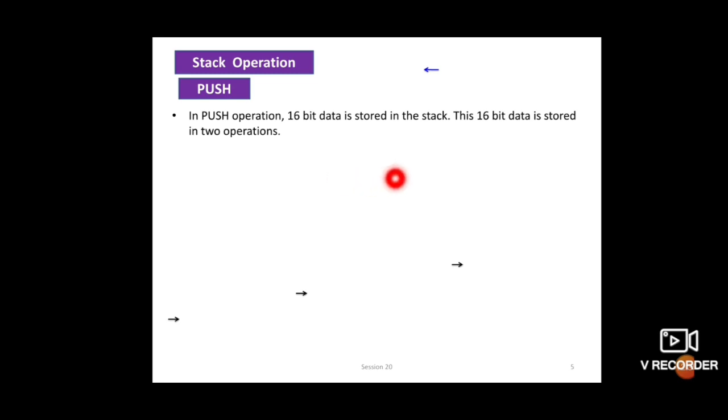Okay, now you know the structure of stack. See, in the push operation 16-bit data is stored in the stack. This 16-bit data is stored in two operations. See, why two operations? Because 8085 is an 8-bit microprocessor and the stack pointer is 16-bit, and data is stored in the stack the same as the program counter. Now see stack.